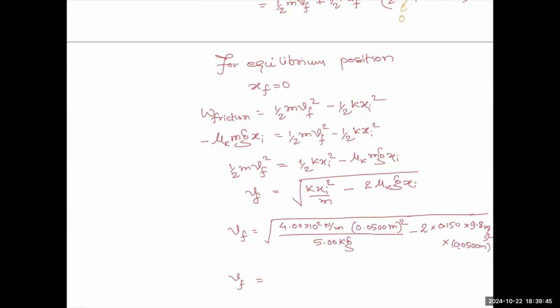What do you get? I got 0.23. Yeah, 0.23. So is it the right decimal places or the right significant number?